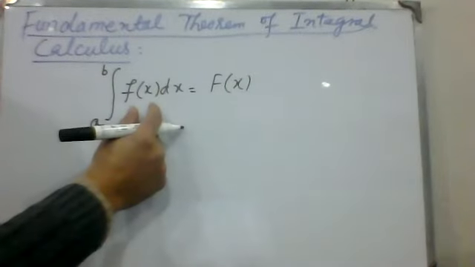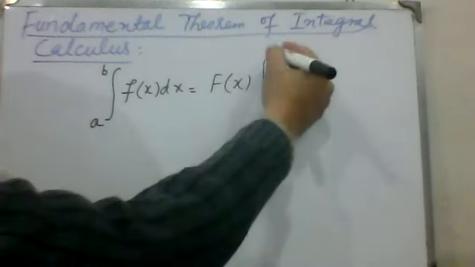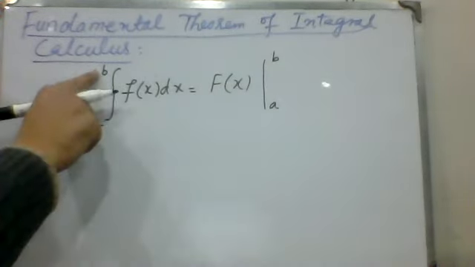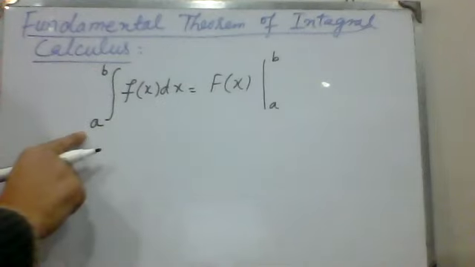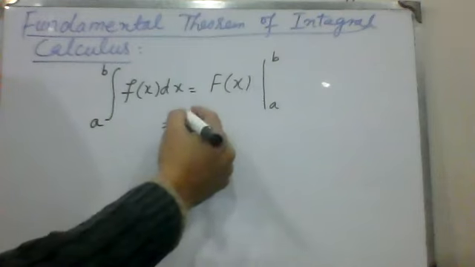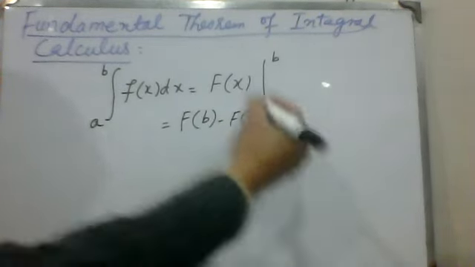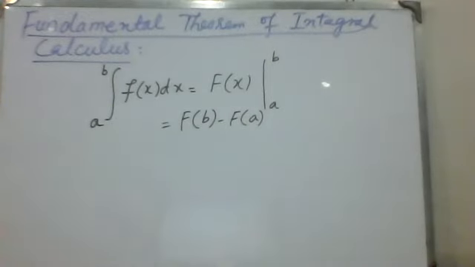If we integrate that function, the integral of this function is F of x, and the limit is written here as a, b. The upper limit is b and the lower limit is a. So here, implementing the limit, we get F of b minus F of a. So that is the fundamental theorem. What is the fundamental theorem of integral calculus?